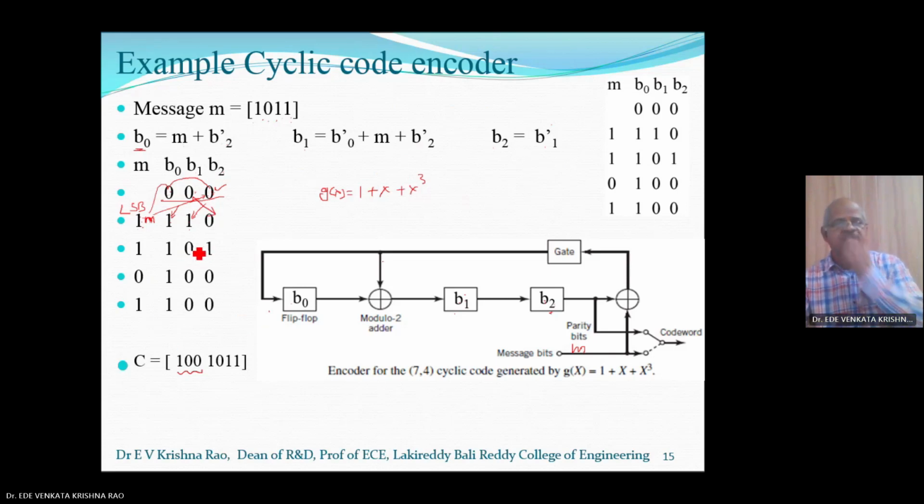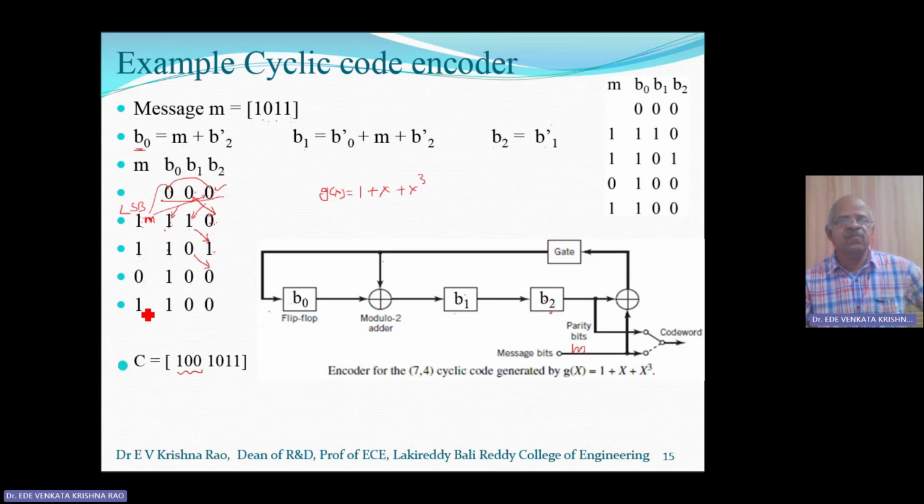Now in the second bit, the next 1 is given here. Now M plus B2 dash is 1 plus 0, that is 1. And B1 is 1 plus B0 dash plus B2 dash, that is 1 plus 1 plus 0. 1 plus 1 is 0, 0 plus 0 is 0. And B2 is B1 dash, which is shifted to here. Now the next bit is 0. So 0 plus 1 is 1, and 0 plus 1 plus 1 is 0. And this is shifted to here.